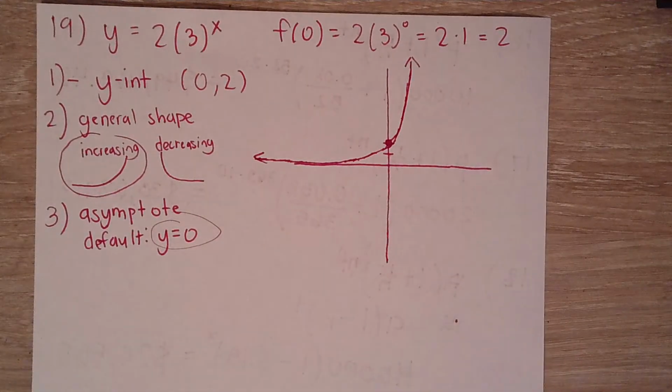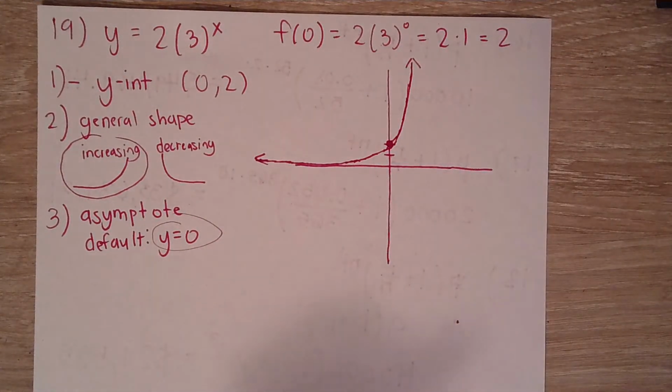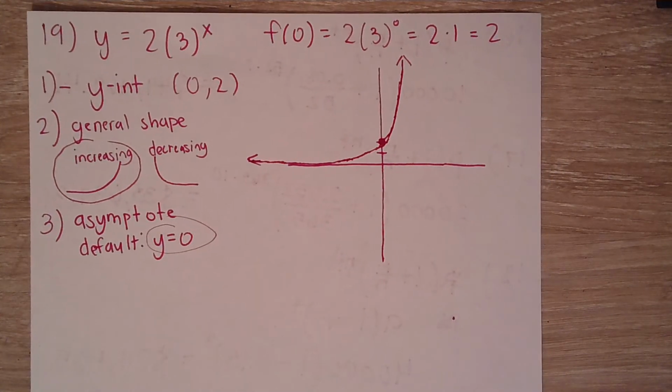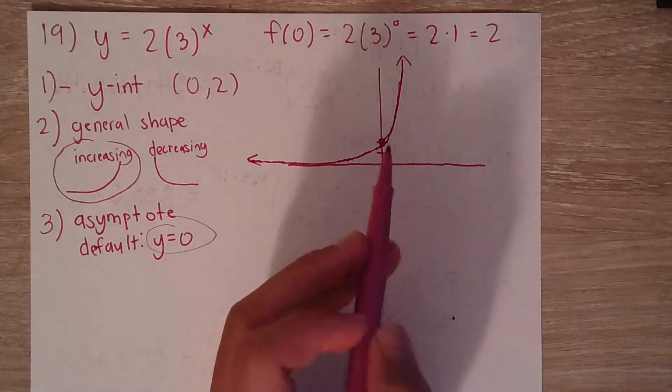All right, yeah, and that's all you need. I just want the general shape of our graph. Doesn't have to be exact. The only exact point I need is your y-intercept.